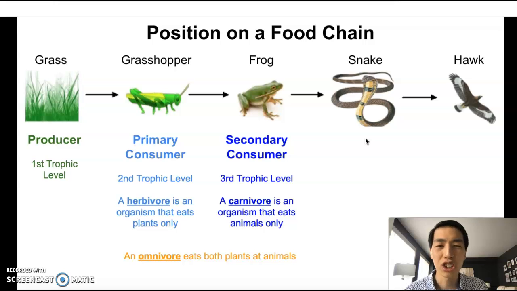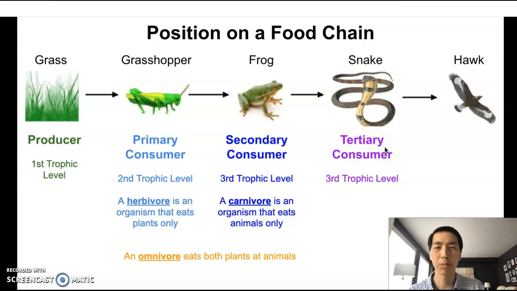word is tertiary. It's not thirdiary. The word is tertiary consumer. So that might be a new word for you. Tertiary is what comes after secondary. And a snake would also be considered a carnivore. It eats animals only.